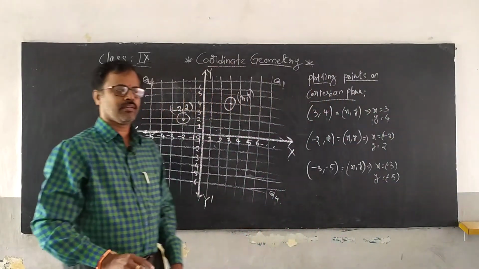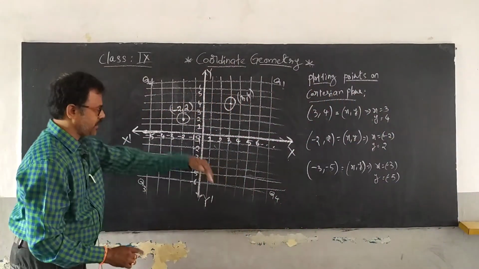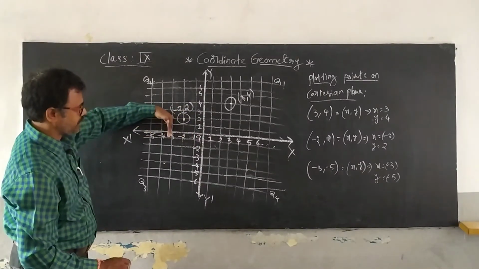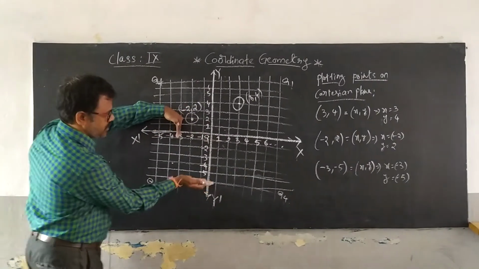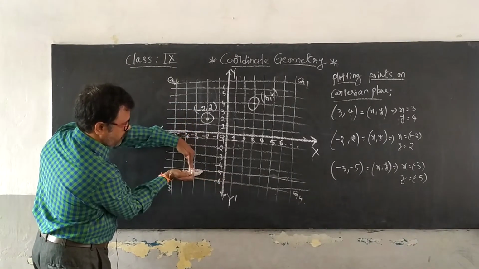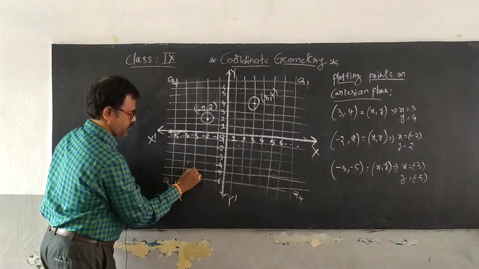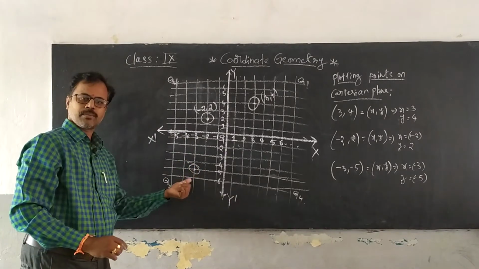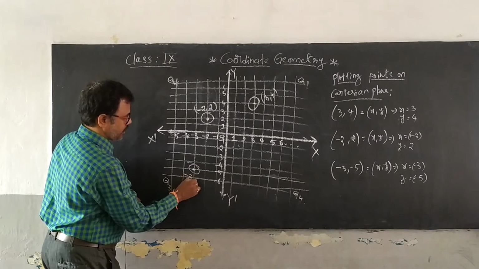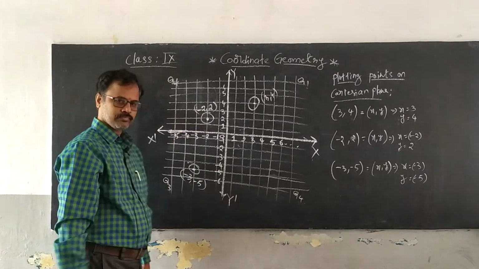Now we are going to plot the point. Come on, tell me. Very nice. Now x is minus 3, isn't it? Yes, x minus 3 and y minus 5. See these two lines come and meet at one position. This is the position where you can see the point minus 3 comma minus 5.